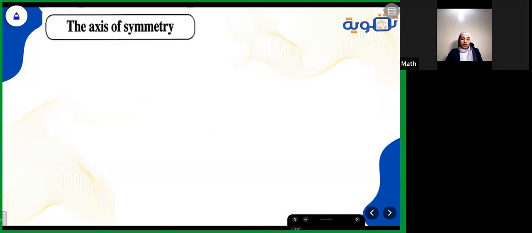Let's talk about something else here. It's the axis of symmetry. As I told you, we are going to talk about it. The axis of symmetry of any line segment is the perpendicular to this line segment at the midpoint. So it's perpendicular and bisector.